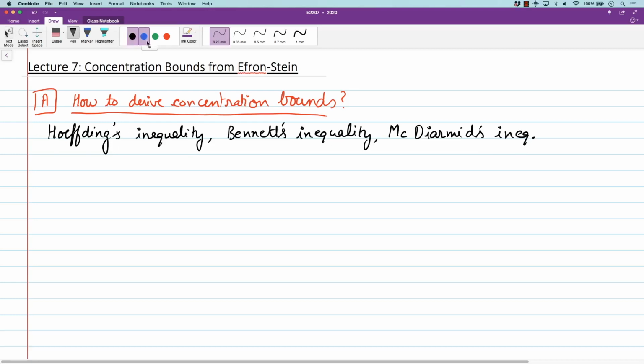So let's look at what we did. Let's recall what we did for deriving the Hoeffding bound. There were two steps involved in deriving Hoeffding's bound. Step 1 was what we called Hoeffding's lemma.